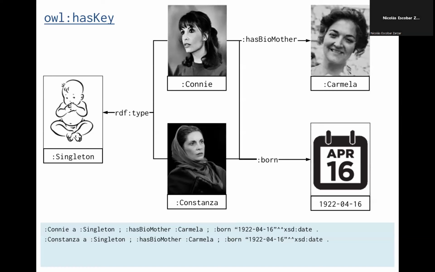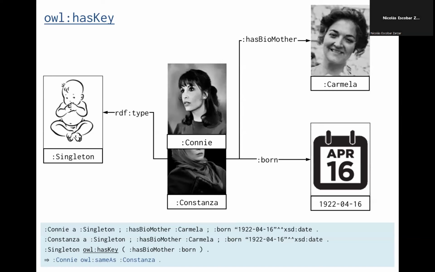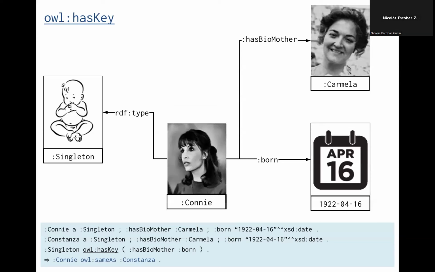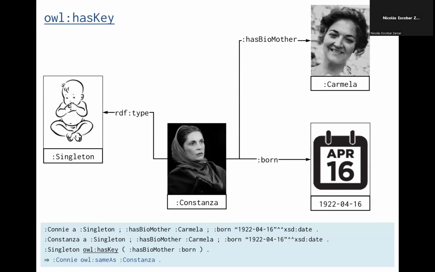To formalize this, what we're going to define is that instances of this particular class, singleton, have the key has biological mother and born, which is written singleton has key, and we use a list, has biological mother and born. So now we know that these two entities are referring to the same thing.